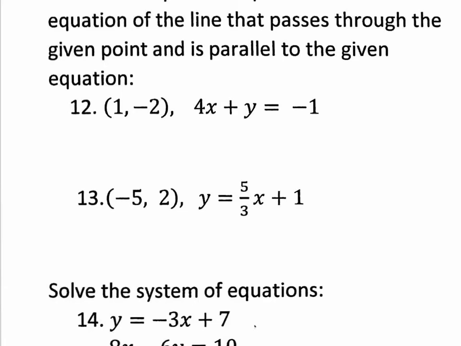So number 13, you've got to read the instructions up here that are for both 12 and 13. It says write the equation of the line that passes through the given point. So they give you a point and they tell you that it's parallel to the given equation. All right, so we need to understand what parallel means.